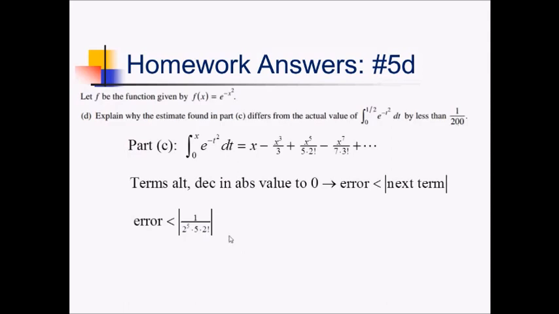We want to be sure, right? So we've got, let's see here, I'll do the easy part first. 2 factorial is just 2. 5 times 2 is 10. 2 to the 5th is 32, so we really have 32 times 10. So this is 1 over 320. Since our denominator is larger than what we wanted here, this is definitely less than 1/200th. So we've shown exactly what they told us to.